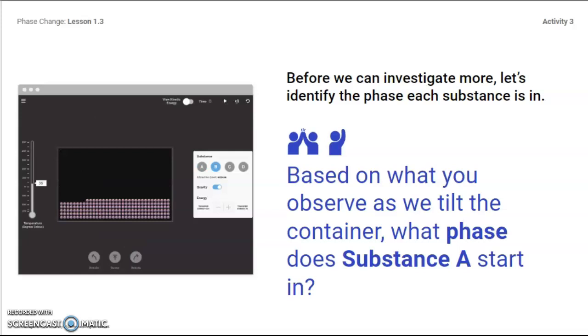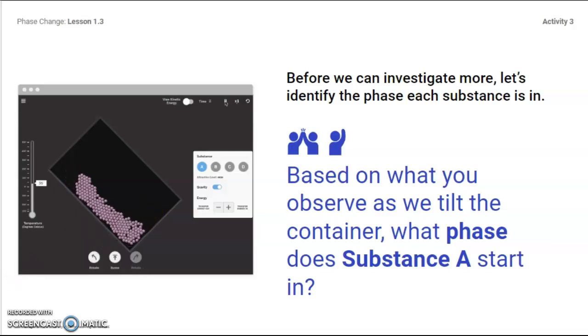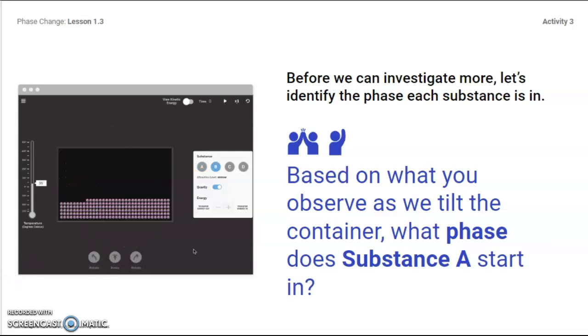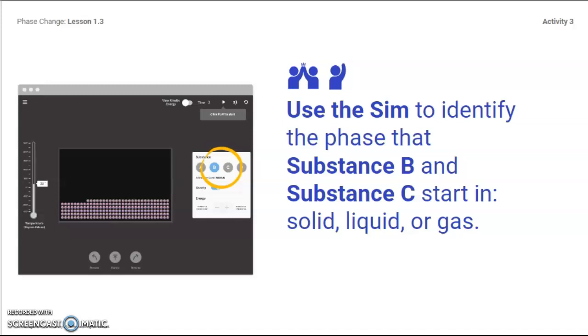Substance A is probably a solid, you're right, because its shape doesn't fill the container when we rotate the container like you see in this slide. How about substance B and C? What do you think those are? You don't need to identify substance D right now, but what do you think that B is?